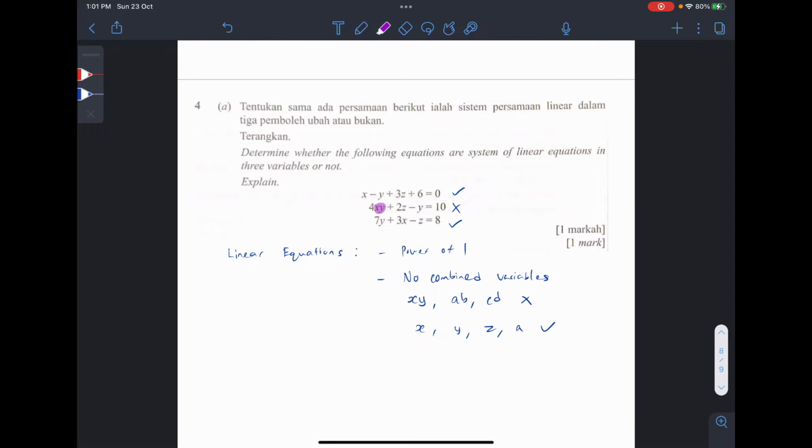So, we have solved our question already. Determine whether the following equations are a system of linear equations. We kind of explained it already. The first one, yes. Second one, no. Third one, yes. And that is how you get your 1 mark.